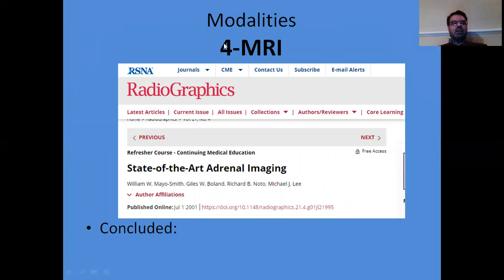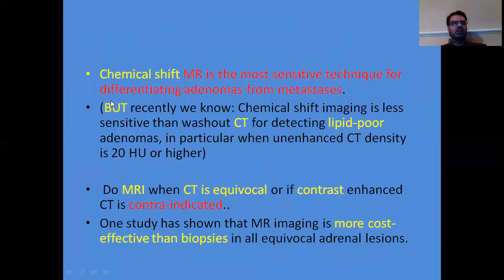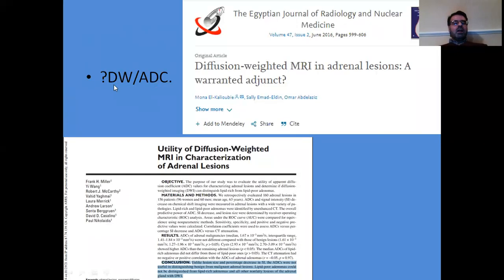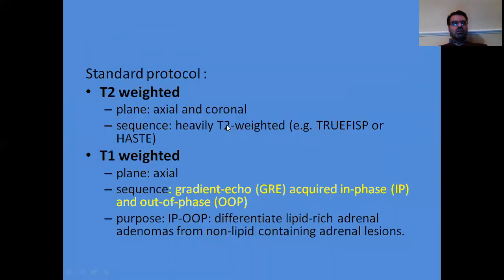So the fourth modality is MRI. This is a document published in 2001 that concluded that chemical shift MRI is the most sensitive technique for differentiating adenomas from metastasis. However, recently CT is becoming more useful, and we only do MRI now if the CT scan results are equivocal or the contrast is contraindicated. DW ADC images are not very helpful according to different studies.